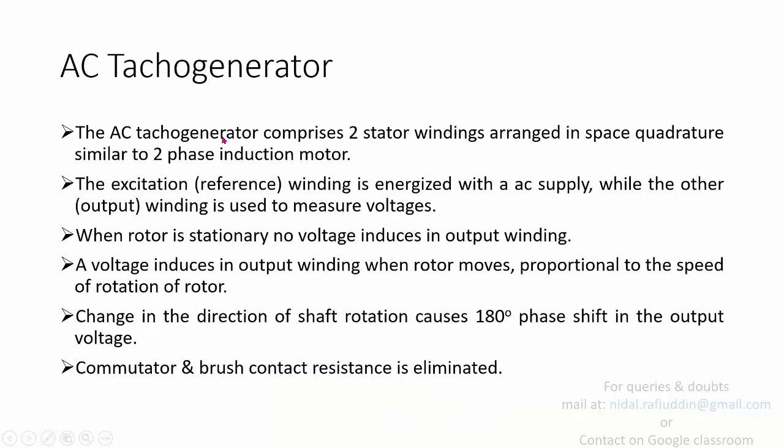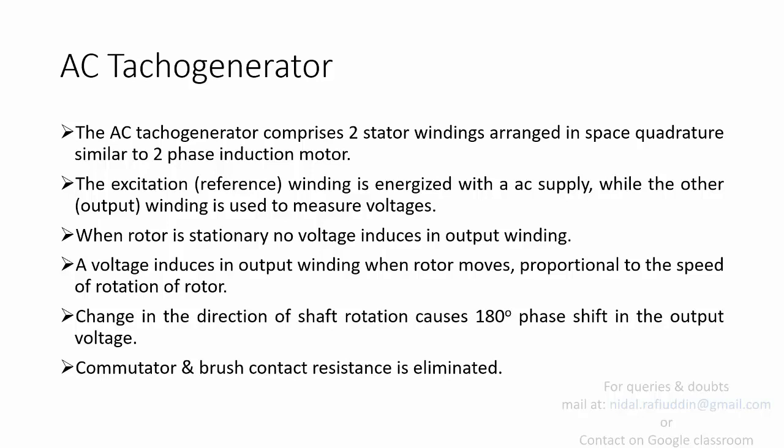Now if we talk about AC tacho generator, it comprises two stator windings. They are arranged in space quadrature similar to two-phase induction motor. So this is what we studied just yesterday. The excitation winding or the reference winding is energized with AC supply, while the other output winding is used to measure voltages. So this is the difference from the two-phase induction motor or AC servo motors, because you're not going to use this device as a motor, rather as a generator or as a measuring device.